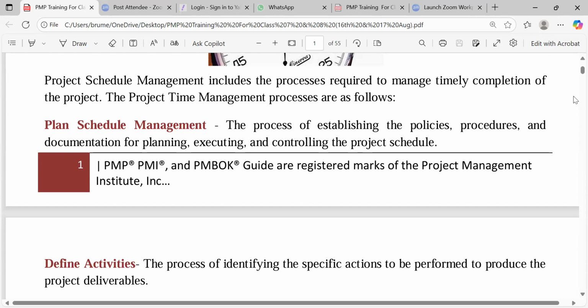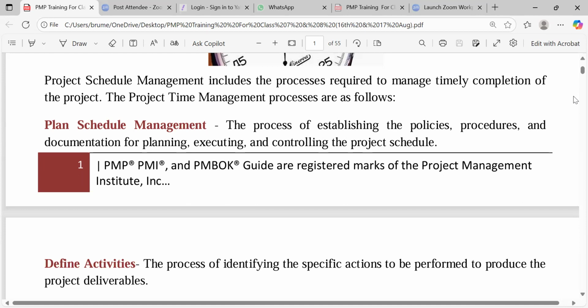Time is money. So if we're making trade-offs, if we're saving time, how much are we saving? If we're delaying, how much are we losing? So this knowledge area will give us the expertise on that. So let's take a look at it.